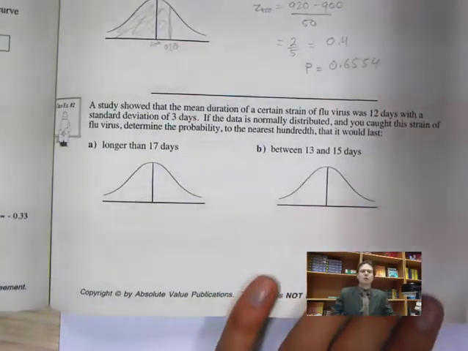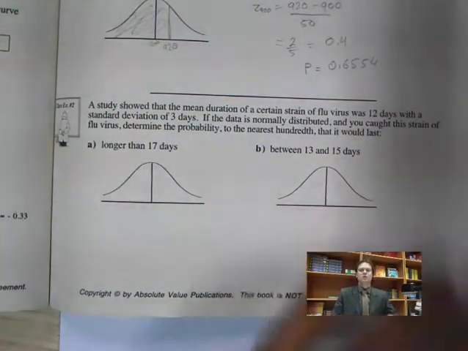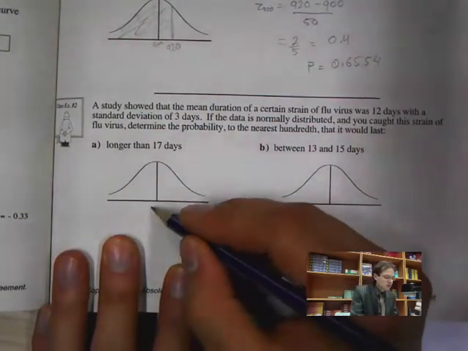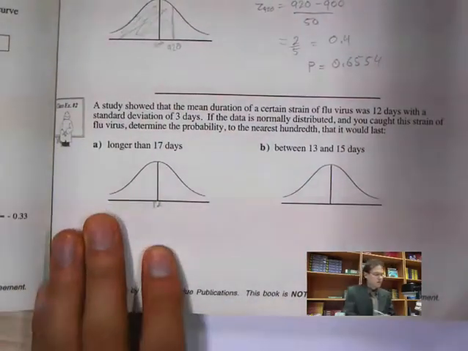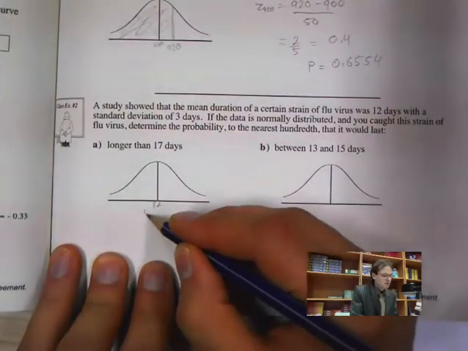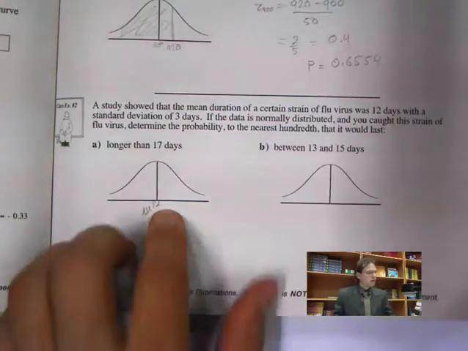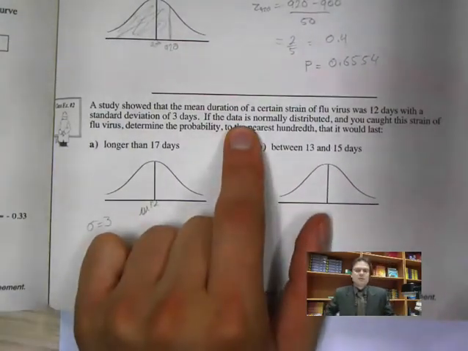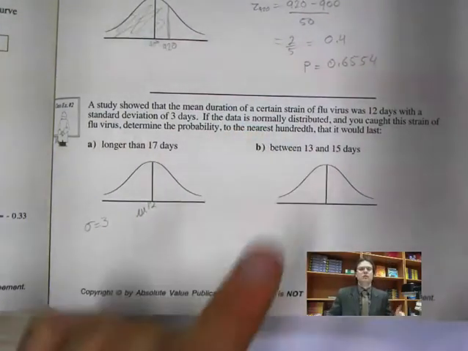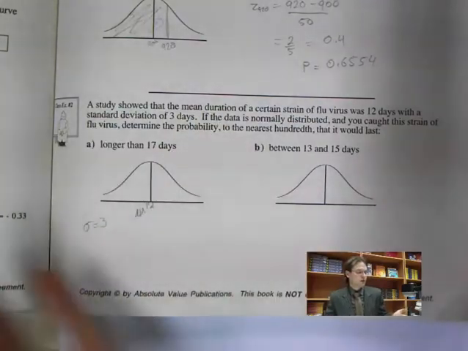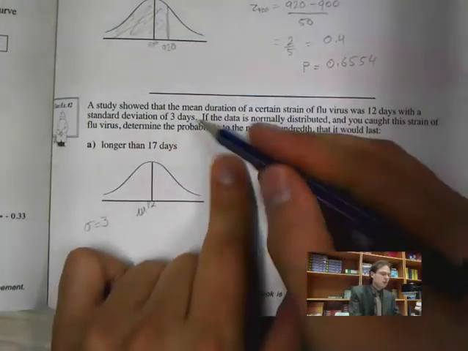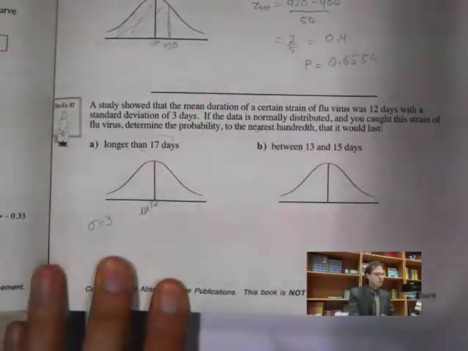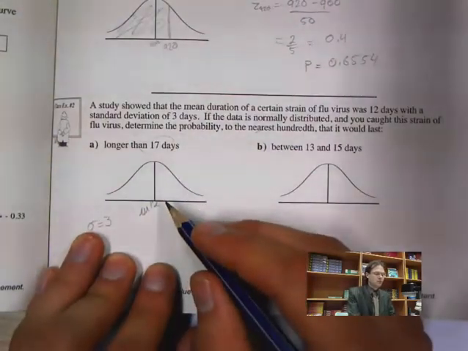It says, a study showed that the mean of a certain flu virus was 12 days, with a standard deviation of 3 days. So my mean is 12 days. That's good to know. And my standard deviation is 3 days. If the data is normally distributed, we want to determine the probability to the nearest hundredth that it lasts longer than 17 days. Let's look at this. 17 days. Probability to the nearest hundredth.